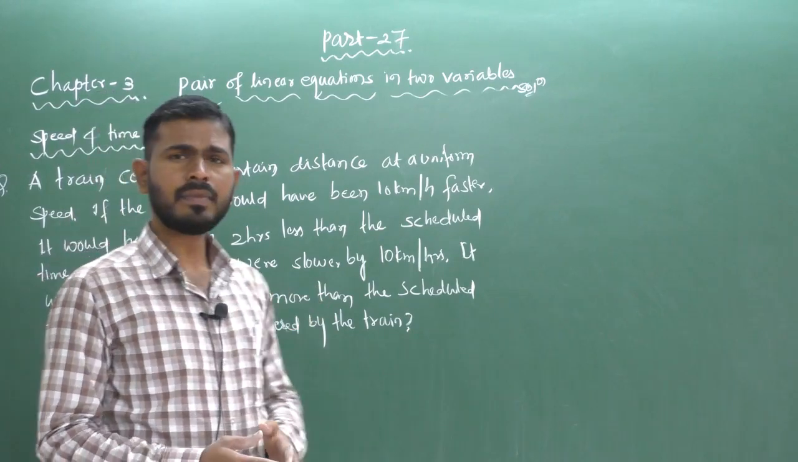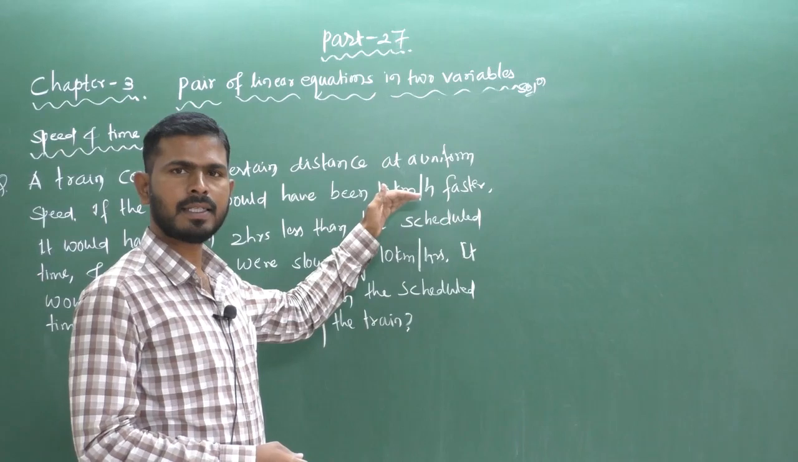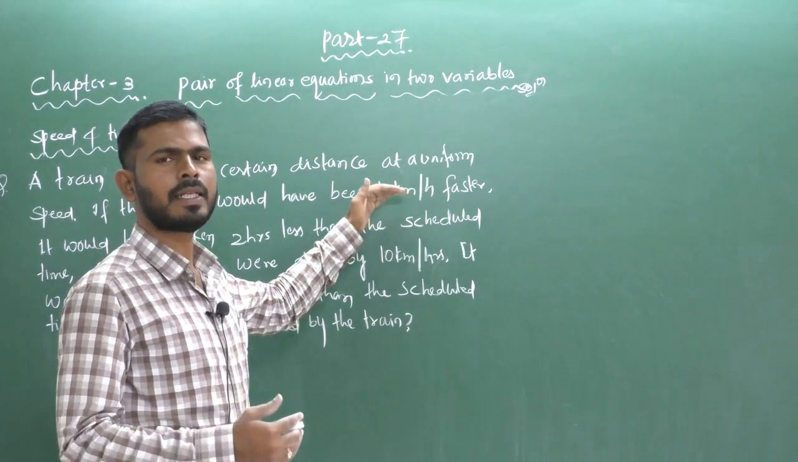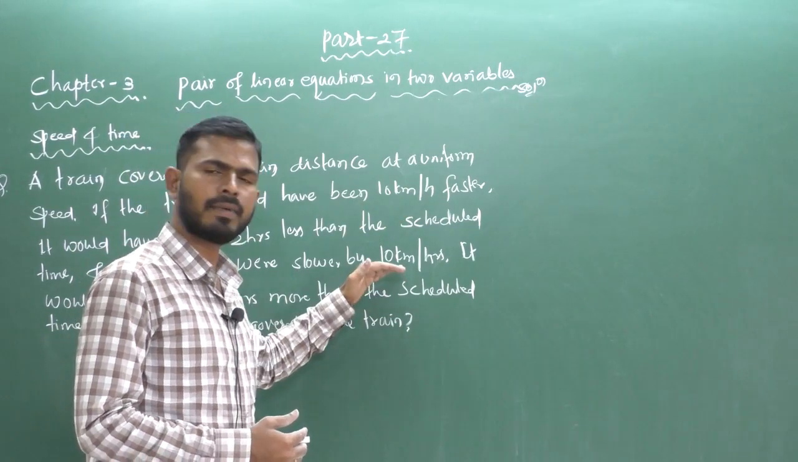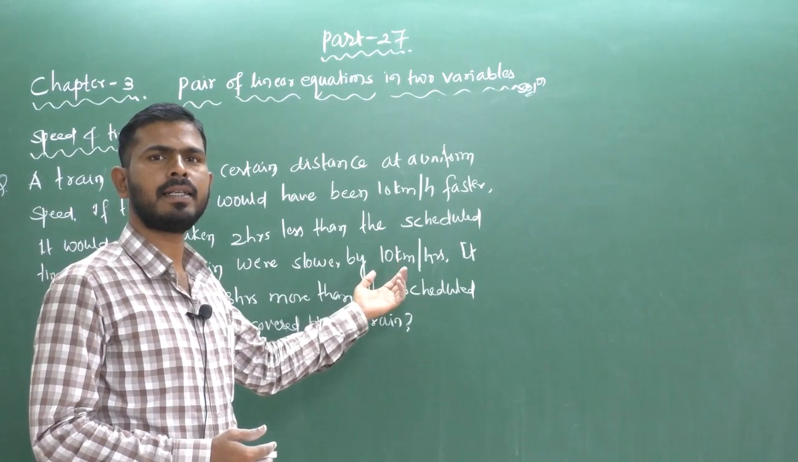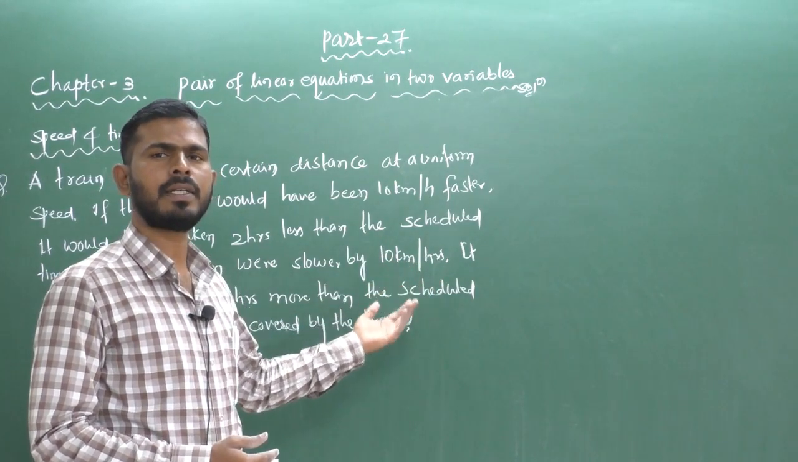Here it is a common logic. If you increase the speed of the bike or train, automatically you reach before the scheduled time. Similarly, if you decrease the speed of the train, bike or car, automatically it will take more than the scheduled time.